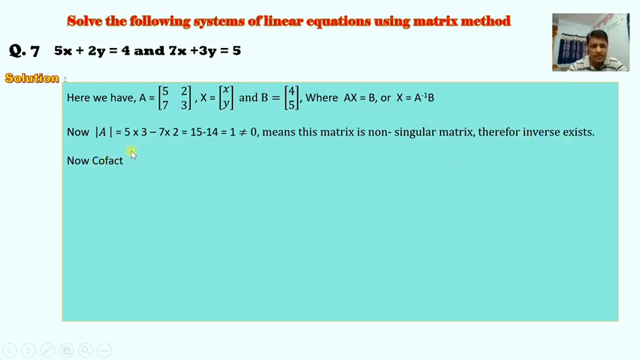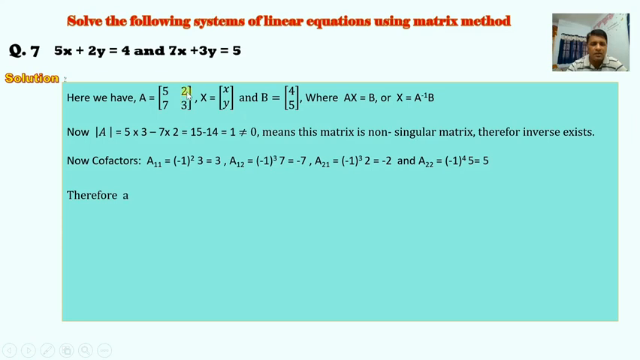First of all, cofactors. So we'll start with a11, which is directly here. 1 means minus 1 to the power 2, so directly we'll write 3 positive. a12 means this 2, so its position is negative, so its opposite symbol is 7. So minus 7. a21, again this 7, negative position, so its opposite element is 2. So minus 2, and a22 is minus 1 to the power 4 into this 5, which is equal to 5.